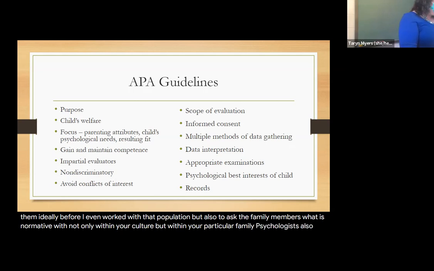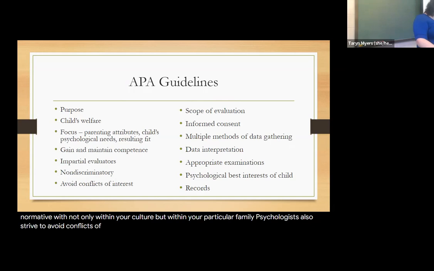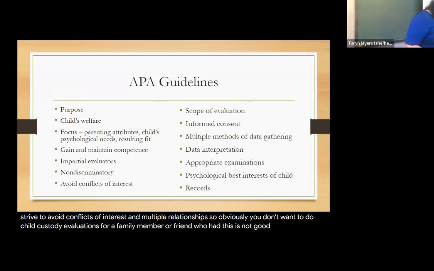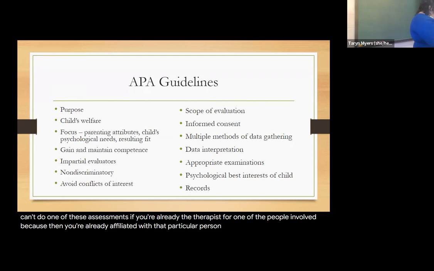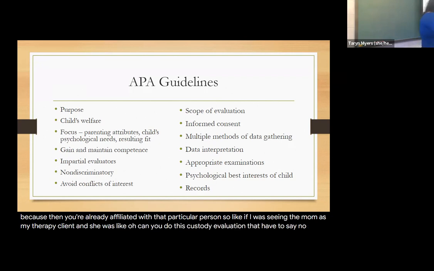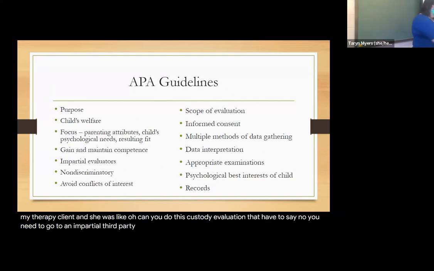Psychologists also strive to avoid conflicts of interest in multiple relationships. So obviously you don't want to do child custody evaluations for a family member or a friend. That is not good, right? But you also can't do one of these assessments if you're already the therapist for one of the people involved, because then you're already affiliated with that particular person. So like if I was seeing the mom as my therapy client, and she was like, oh, can you do this custody evaluation? I have to say, no, you need to go to an impartial third party.